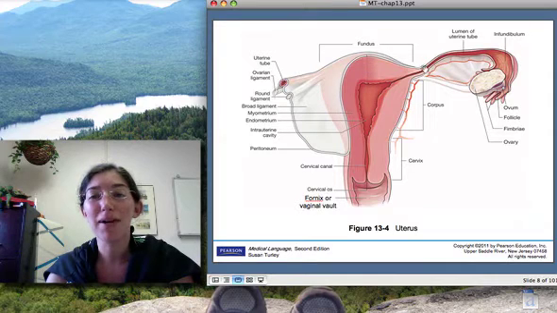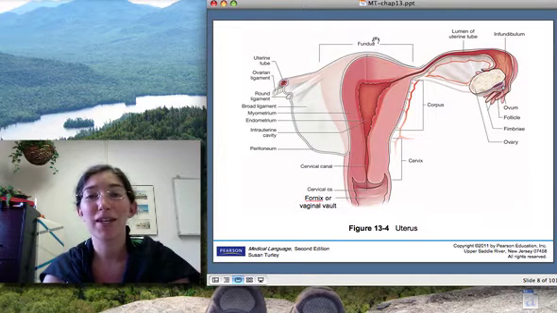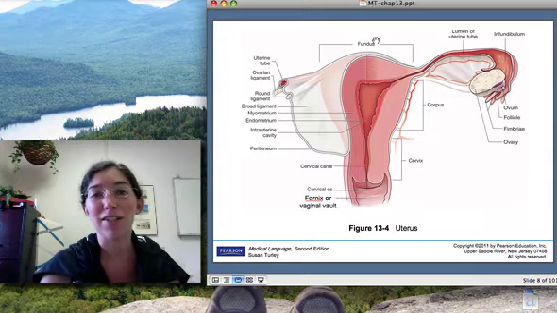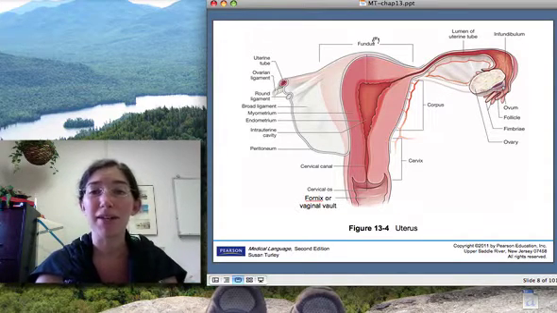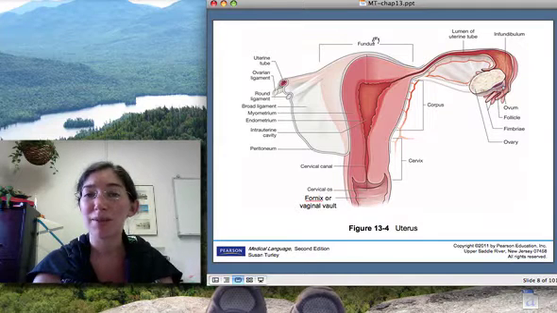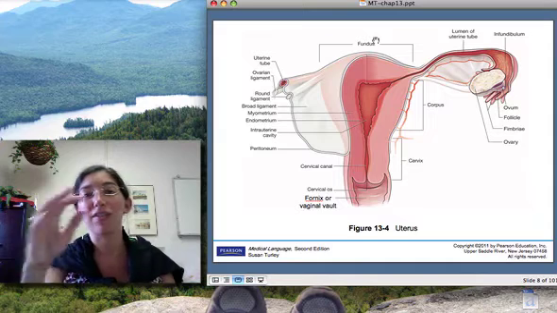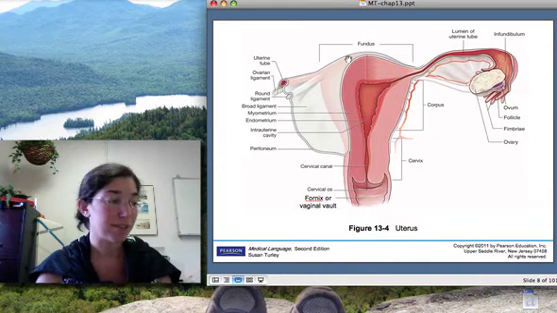So the top of the uterus, the dome-shaped part, is referred to as the fundus. Fundus should be a very familiar word to you now. We've already talked about, quite a few chapters ago, the fundus of the stomach. But then very recently we talked about the fundus of the bladder. So any organ that has a dome-shaped top, that is referred to as the fundus.